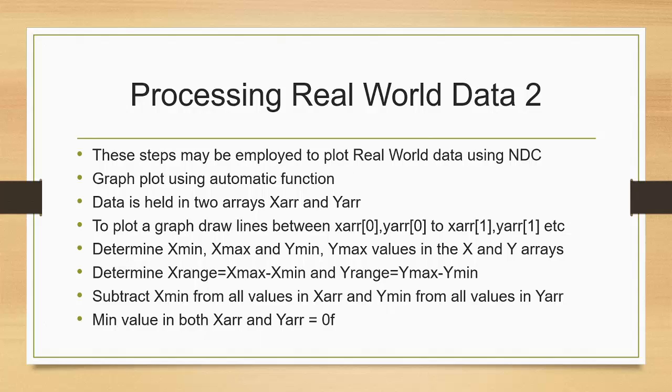array. X min and x max and y min and y max are values that can be determined by scanning across the array. The range is the difference between the max and min values for both arrays. If you subtract x min from all the values in the x array and the same thing in the y array, it means that both arrays have a minimum value of 0 somewhere in their set of numbers.